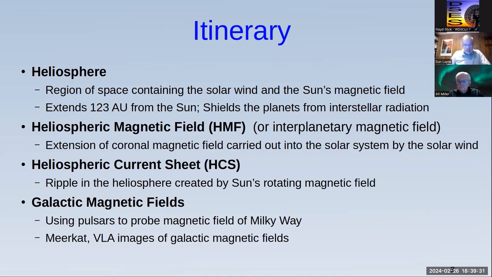And then at the end, we'll spend just a little bit of time briefly looking at galactic magnetic fields. We can use pulsars to probe the magnetic field of the Milky Way. We'll show that, and then we'll look at some VLA images of magnetic fields around other galaxies.